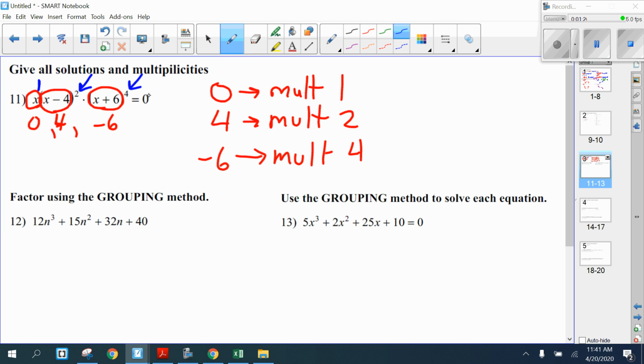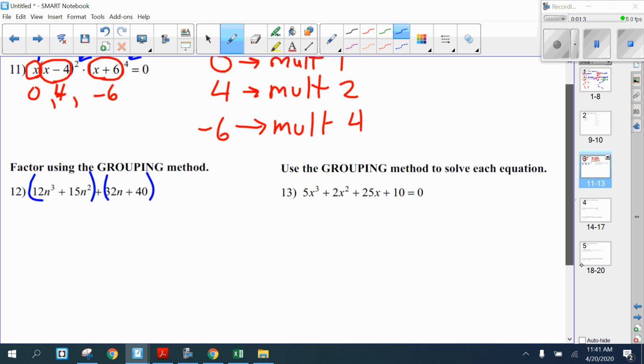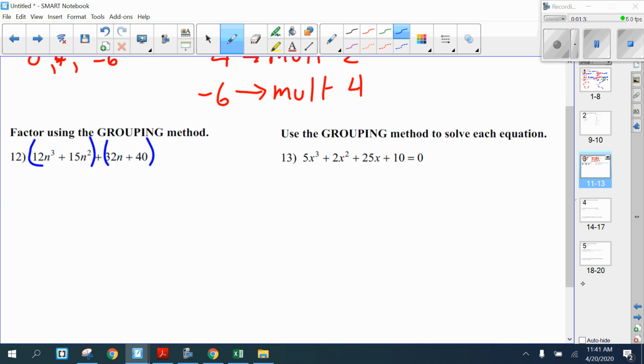Number 12, we're going to factor using the grouping method. So the grouping method, you want to put parentheses around the first 2 and parentheses around the last 2. Look at a GCF. We're going to factor, but we're going to use a GCF around each group. So in the first group, you've got a 12 and a 15. Both of those are divisible by 3, and both of them can be divided by n squared. So in that first group, I see a GCF of 3n squared.